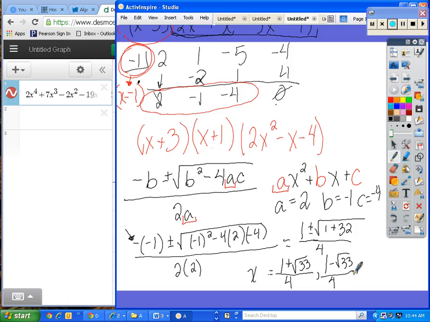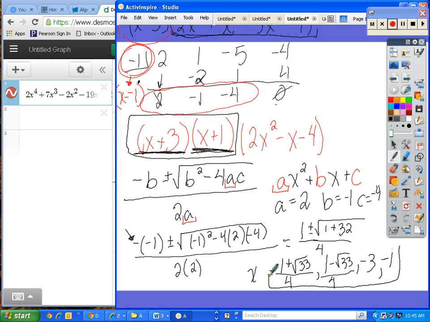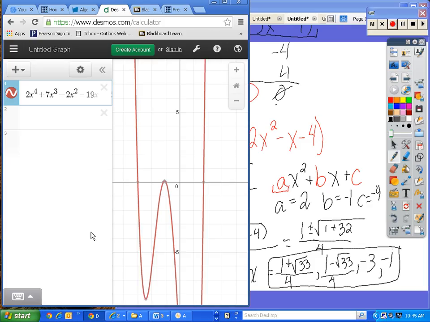Well, I would go back to my roots here, back to my factors, and I would set each one of these equal to 0. So I would say x plus 3 is equal to 0, and I would solve for x, and I would get negative 3. And I would come back here and I would say x plus 1 is equal to 0. And I would solve that and I would get negative 1. Now I remember I got those when I graphed it on my calculator. And this, I could calculate this decimal and see if negative 1.029 is the same as 1 minus the square root of 33 divided by 4.